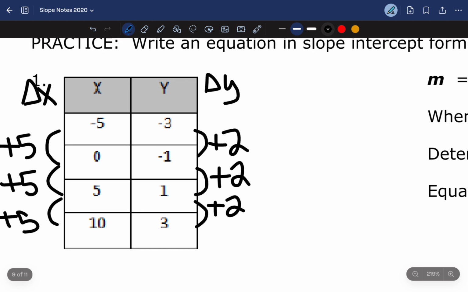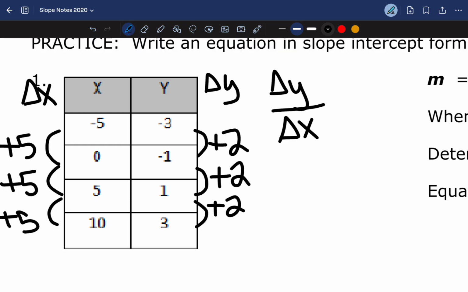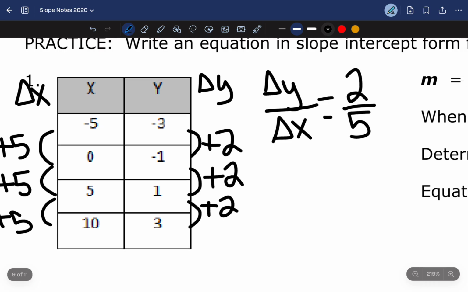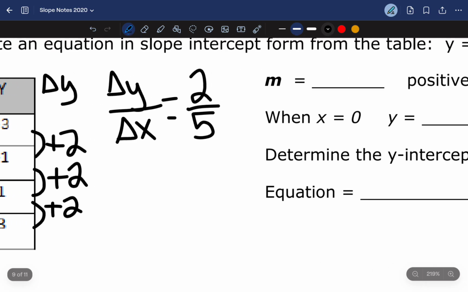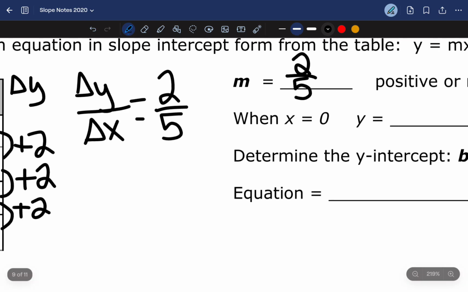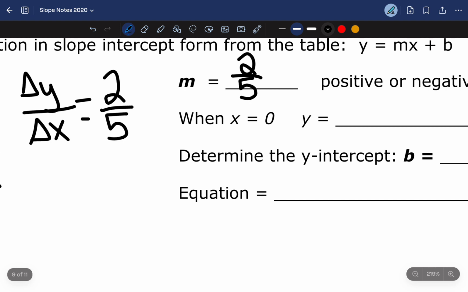All right, so I'm going to write just off to the side here, change in y over change in x. The y values changed by 2, and the x values changed by 5. So it is a fraction, and we're going to keep it as a fraction. This is our slope, so m equals 2/5. Now, is this number positive or negative? Well, 2/5 is positive, so therefore our slope is positive.